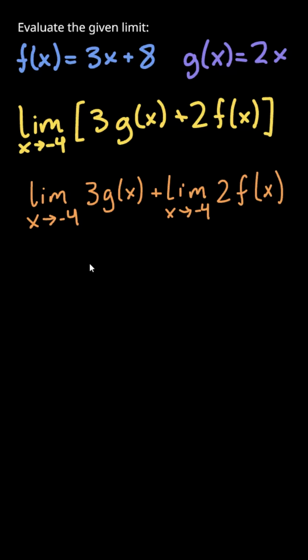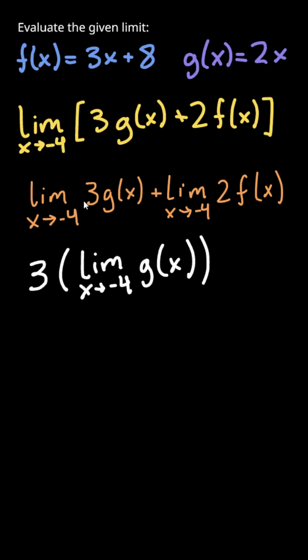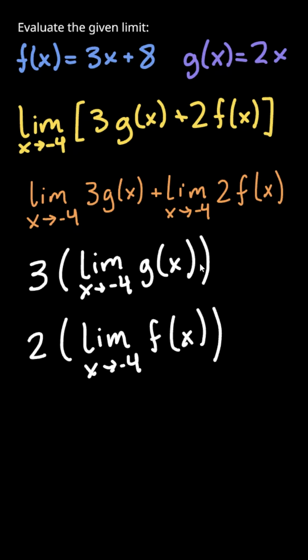Now if you recall the constant multiplication law, that law says if we take the limit of a function that is being multiplied by a constant, in this case 3, then that is the same thing as multiplying that constant by the limit. So instead of the limit of 3g(x), we have 3 times the limit of g(x). Likewise, we can also do the same thing for 2 times f(x). Now, of course, instead of using g(x) and f(x), we need to substitute each function accordingly.